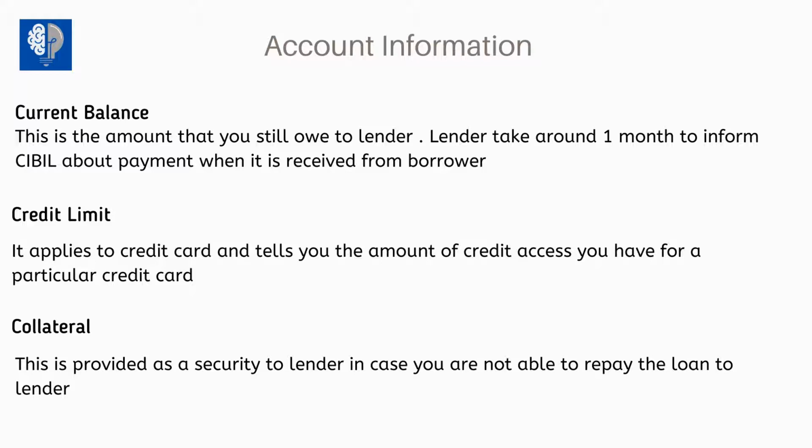The next point is collateral. Collateral can be anything. It can be a house, it can be your bike, it can be your car. Whenever you take a loan from a lender, sometimes you have to give security in terms of collateral. So that collateral will be listed here. So this field will have the collateral.